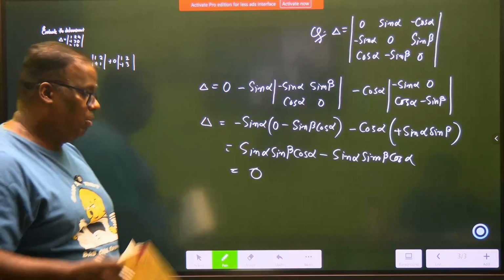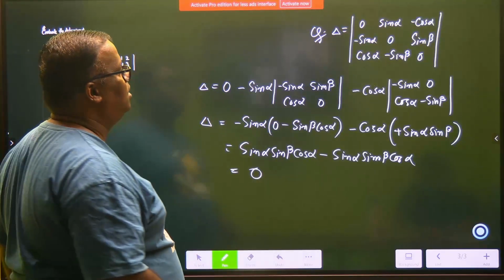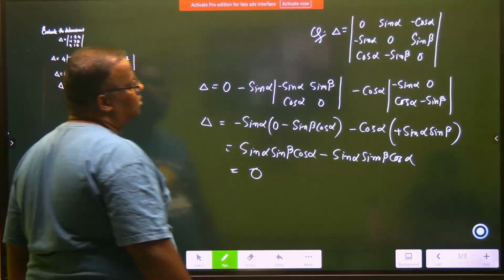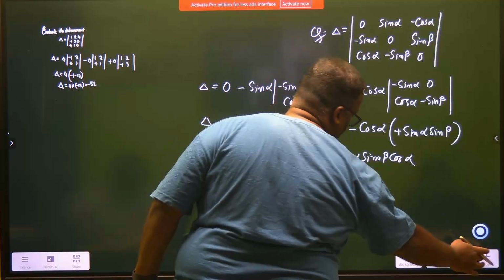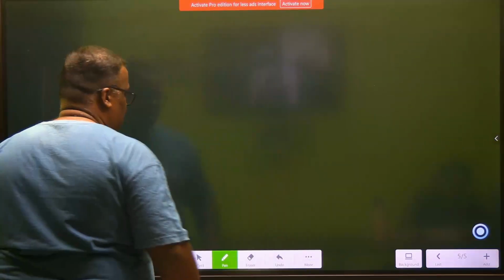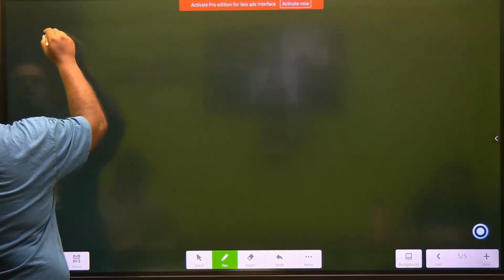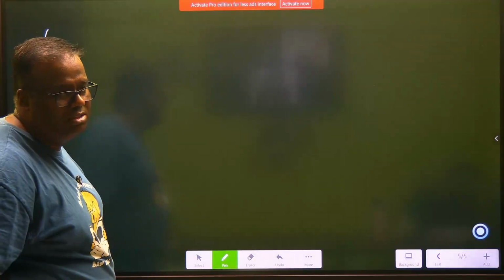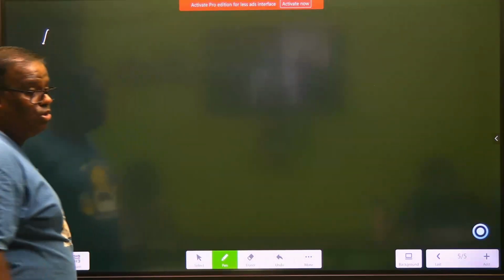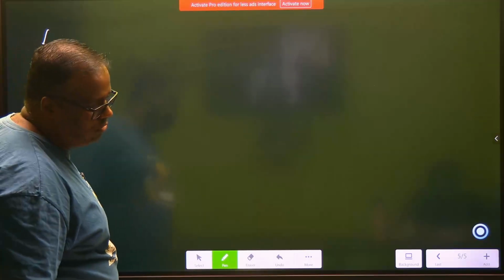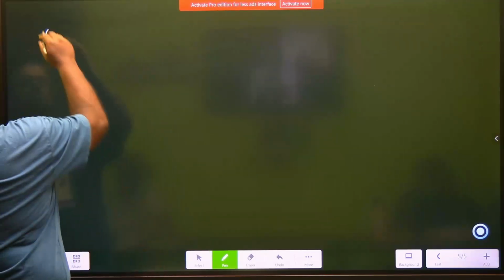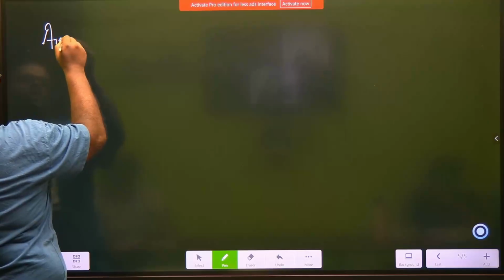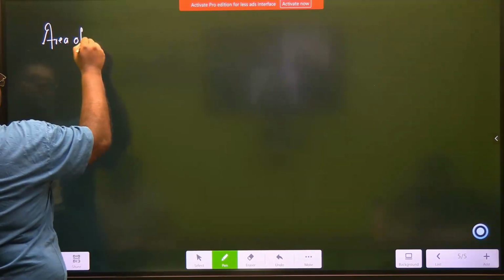Now we come to properties of determinant. Shall we? Let's study area of triangle. Recap. Do you understand now how to calculate a determinant? Yes. And what should you use? Expand by the row or column which has maximum zeros. Your job has become easy. Come, your next topic. Area of a triangle.